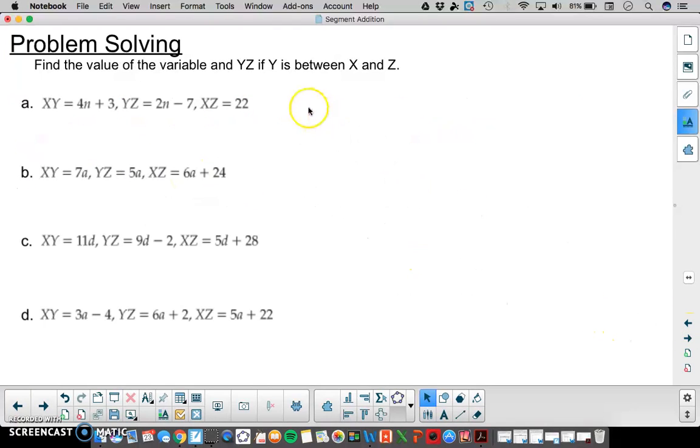I want you to find the value of the variable in the measure of YZ if Y is between X and Z in each of these problems. You're going to be using that segment addition postulate, so it would help to draw these pictures each time and then solve for the variable and the value of YZ.